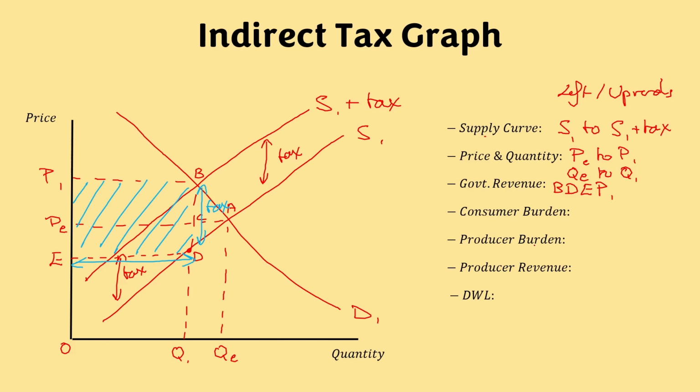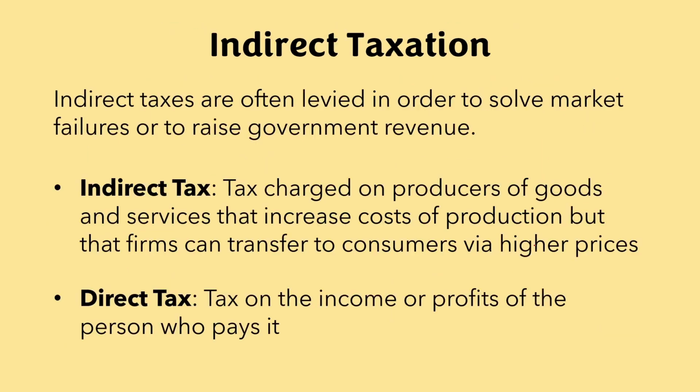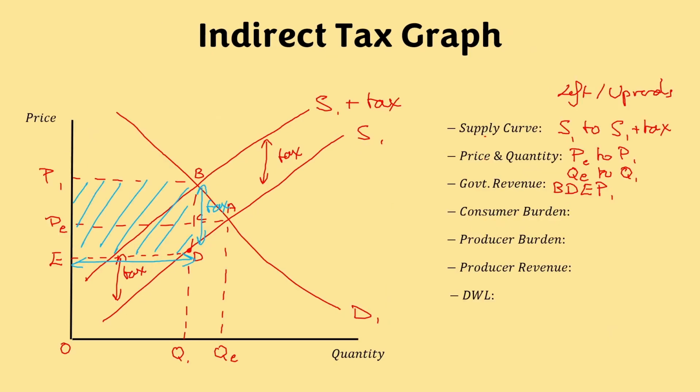Perfect. And then we have consumer burden and producer burden. So what do we mean by burden? What we mean by burden is, remember from the definition, here it says that an indirect tax can be transferred to consumers via higher prices. So part of it. So the consumer burden will be the amount of the tax that is passed on to consumers, and the producer burden will be the amount of the tax that is passed on to producers.